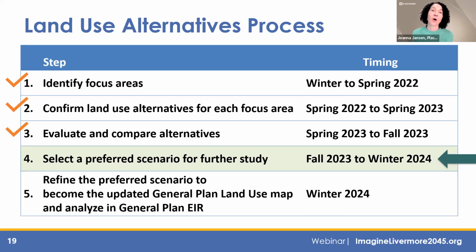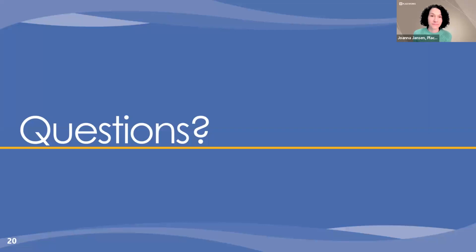Very briefly, where we are in this process, as I mentioned, we've identified the 5 focus areas and then developed land use alternatives for each one of them. We've completed the evaluation I was just describing, and now we're in this phase of selecting the preferred scenario, which is going to be going on for the next couple months or so, as it then will become the basis for the updated general plan and general plan EIR.